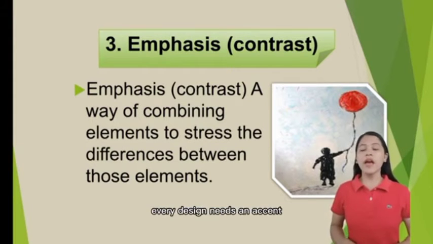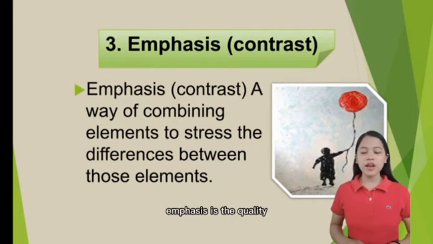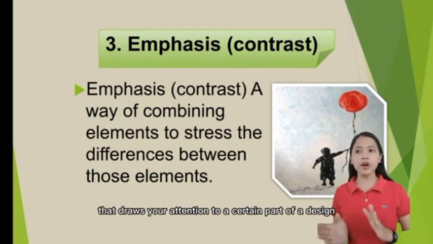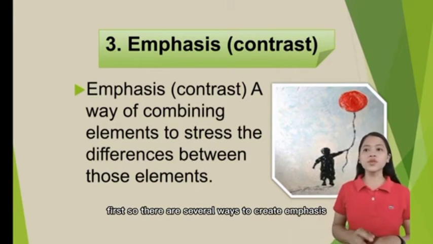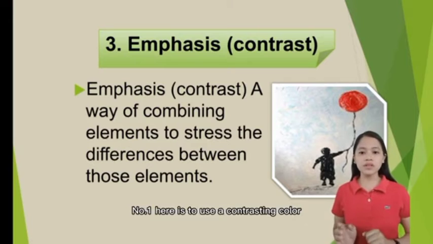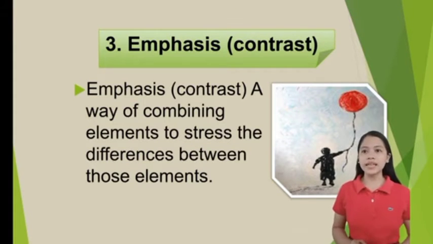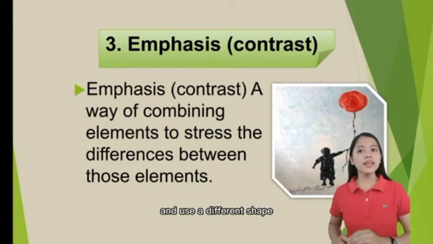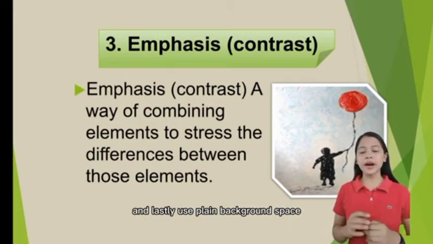The third one is emphasis or contrast, a way of combining elements to stress the differences between those elements. Every design needs an accent, a point of interest. Emphasis is the quality that draws your attention to a certain part of a design first. There are several ways to create emphasis. Number one, use a contrasting color. Second, use a different or unusual line. Third, make a shape very large or very small and use a different shape. And lastly, use plain background space.